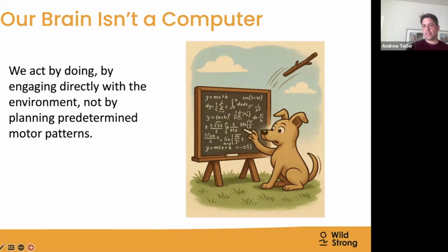We don't sit there and calculate those things. There's no math involved when organisms interact with the world. What they do is they just interact with it directly and they get better and better at interacting with it. So we act by engaging directly with the environment, not by planning predetermined motor patterns.